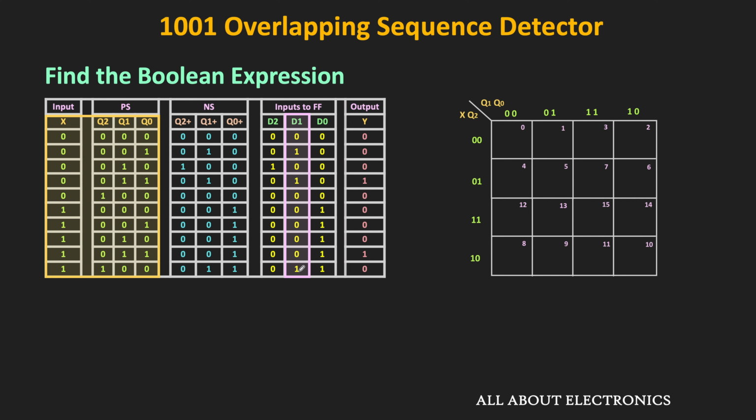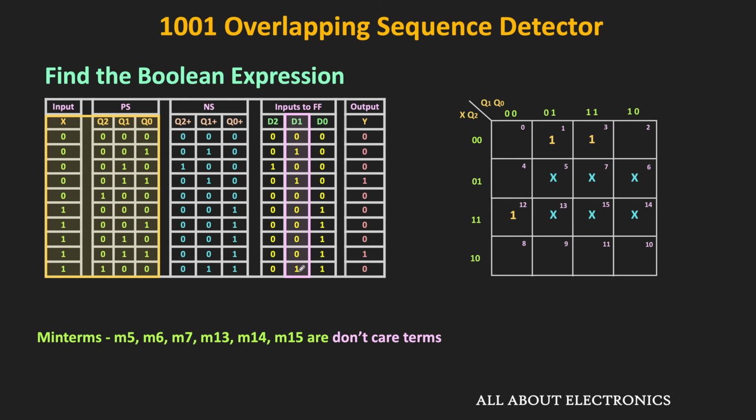So first, let us represent it in the K map. And like I said earlier, here the 6 input combinations are the don't care terms. So let us also represent them in the K map. So now if you see this K map, then here we can combine this min term M1 and M3 with these 2 don't care terms. And in this way, we can make the group of 4. And likewise, we can combine the M12 with these don't care terms. So here, this group corresponds to x dot q2, while this group corresponds to x bar dot q0. That means this D1 is equal to x bar dot q0 plus x dot q2.